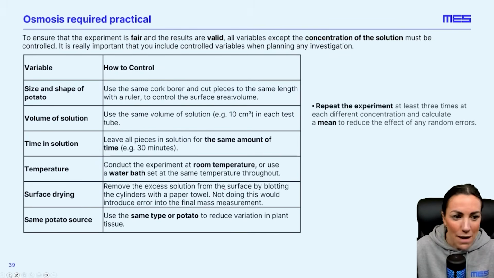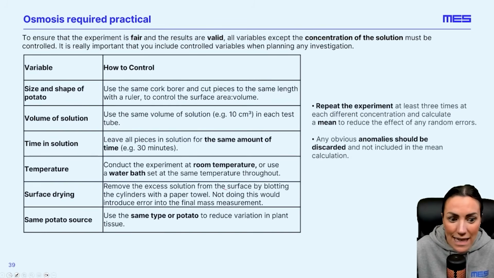Now, other things to think about. We should repeat the experiment, as with any experiment in science. We say repeat at least 3 times at each different concentration. That means you can calculate a mean increase in mass or decrease in mass and a mean percentage change in mass for each concentration. If you do get any anomalies, so results that do not fit your pattern, they do not fit with the rest of your results, those results should be discarded and not included in your mean calculation.